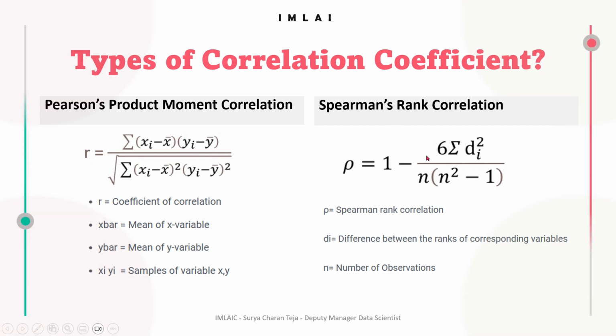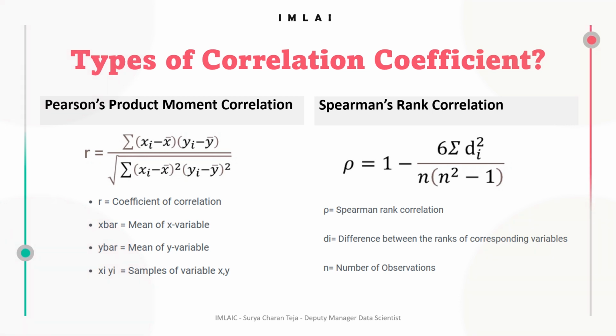Here d1 is the difference between the ranks of the corresponding variables. That is, d1 is equal to y1 minus x1, so rank of y and then rank of x, and d2 is equal to y2 minus x2. d3 is equal to y3 minus x3, and n is the number of total observations. So that's called Spearman's rank correlation.